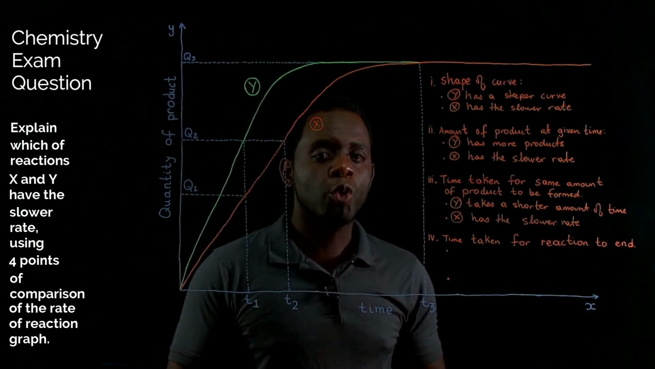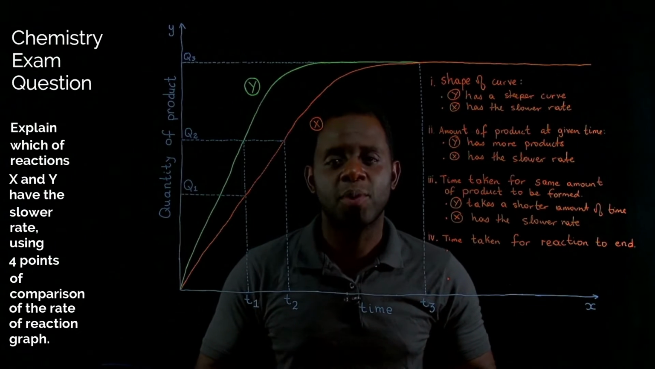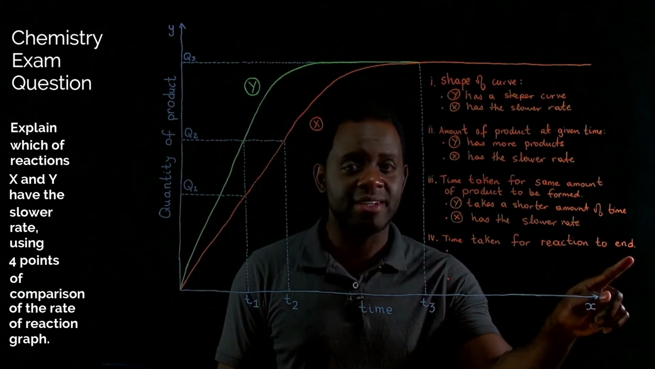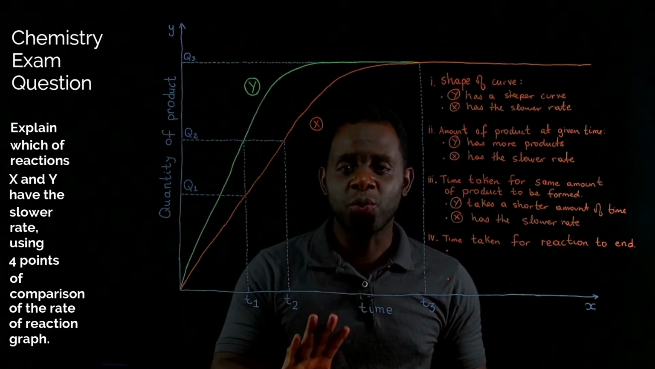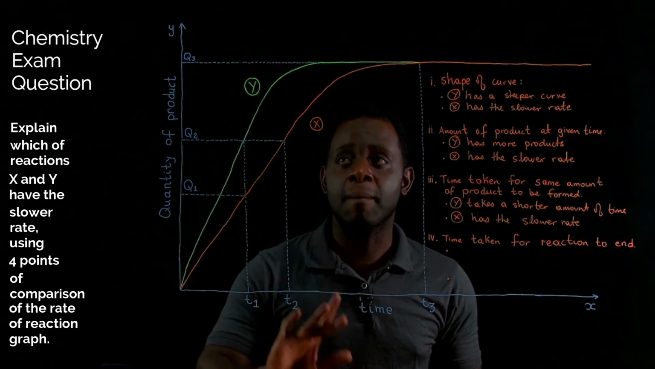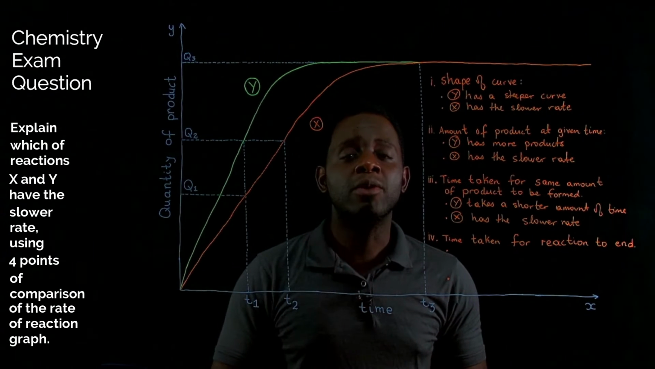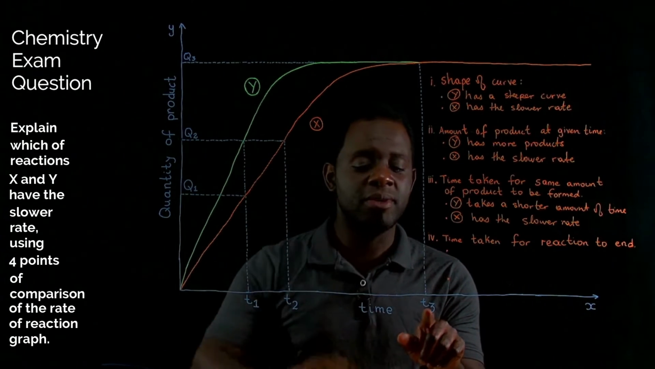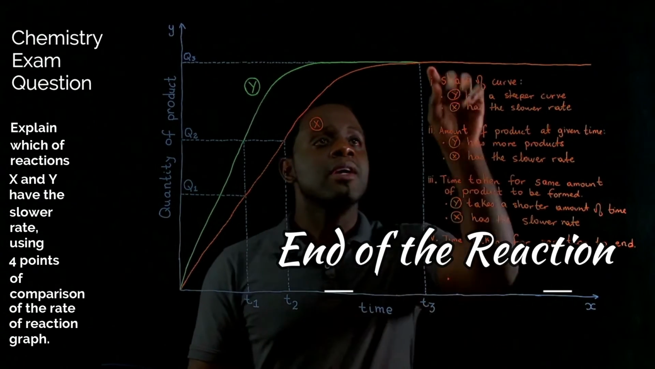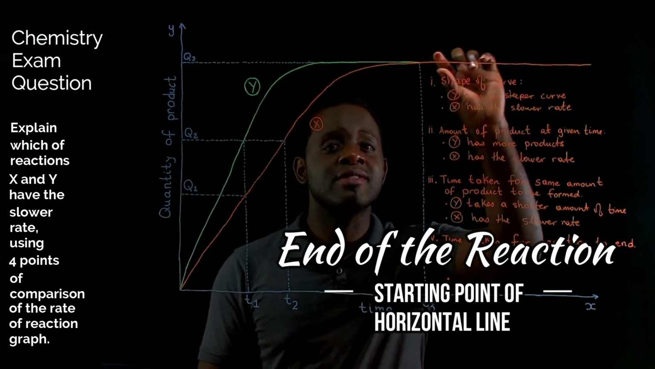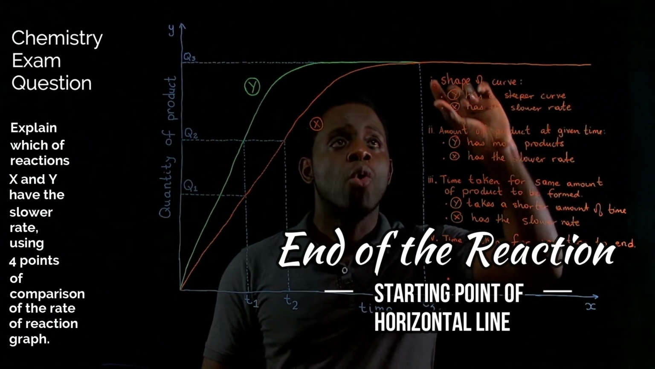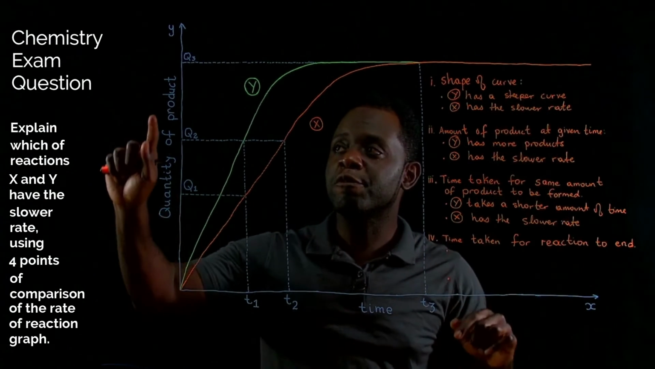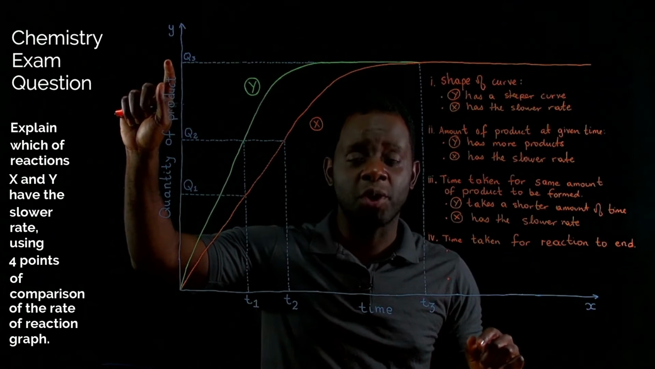And now for our fourth and last point of comparison, the time taken for the reaction to end. We can know when the reaction ends based on the graph by looking at the starting point, and here for reaction X it will be T3, the starting point of the horizontal line. When we have a horizontal line, it means that no further products are being formed.